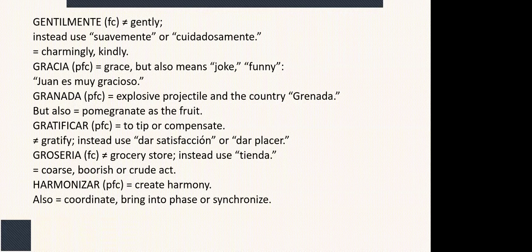Gracia, for example, is a partial false cognate. Grace, but this also means a joke or funny. Okay, that's gracia. Juan tiene gracia. Juan es gracioso. Okay, it's funny, or he's a lot of fun. Granada, it's a partial false cognate. So it has more than one meaning. So the country Granada is another one, same as in the explosive, but also pomegranate, the fruit, right? That's also Granada.